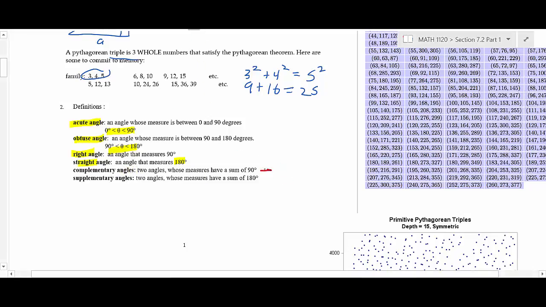So an example of complementary angles would be like 30 degrees and 60 degrees. We call those complements because they add up to 90. Supplementary angles are two angles that add up to 180. So an example of supplements would be 100 degrees and 80 degrees, like that. That's vocabulary that you've learned at some point, right? Okay, and it's good to know that because we'll deal with that terminology a lot in this class.